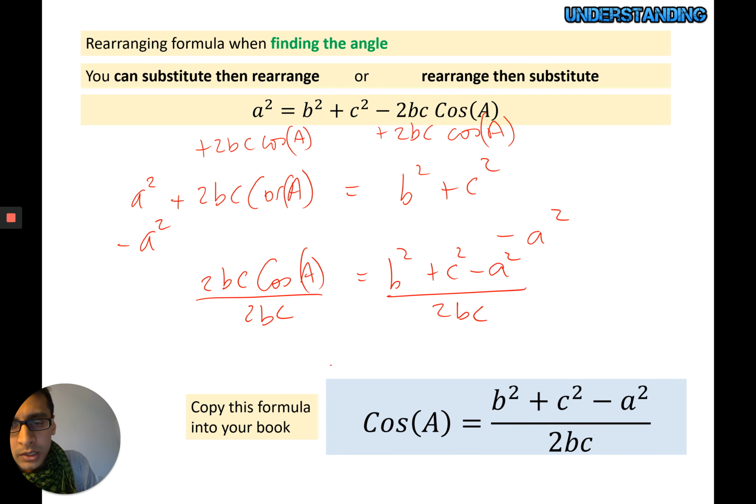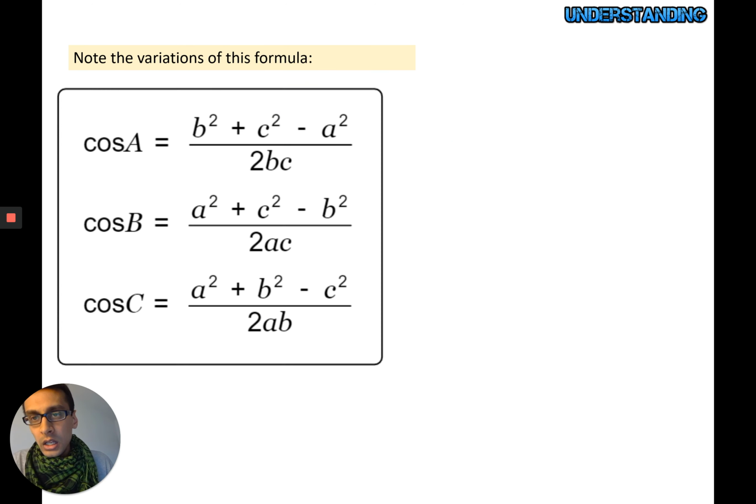This is what you need to copy into your book. The rearrangement is fairly straightforward, and you could do that in an exam. So it's technically not a new formula, it's just a rearrangement. But when you're working out the angle A, it's much easier to use this formula. So let's look at how we can use it.